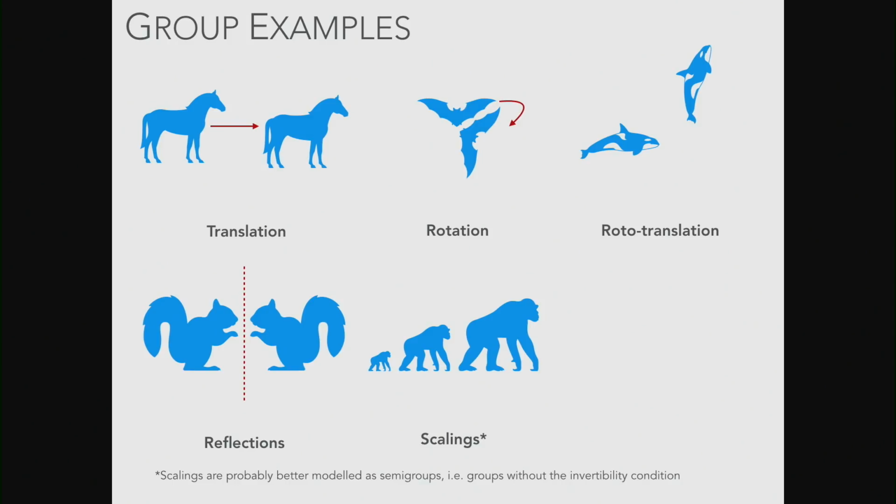Reflections. Scalings. There are actually different ways to model scalings. You might model them with a group, but I put a little star down here. It's probably better to model them with something called a semi-group, which is like a group without that invertibility condition. And it's also without the identity condition, but that's more of a technical detail. A non-example is occlusions. So you've got a little birdie and a book. Birdie walks behind the book. You can't invert this operation because I don't know what the birdie's face looks like.